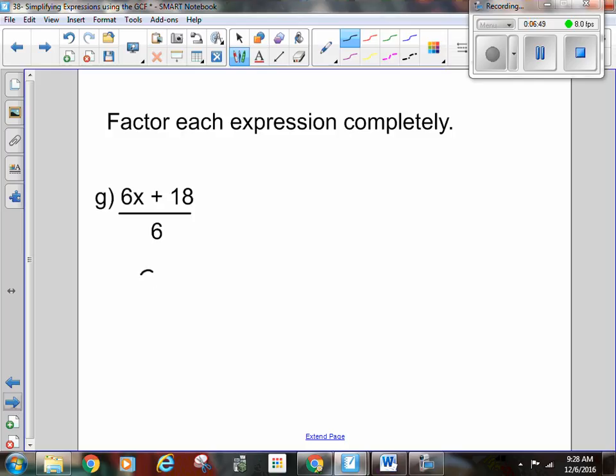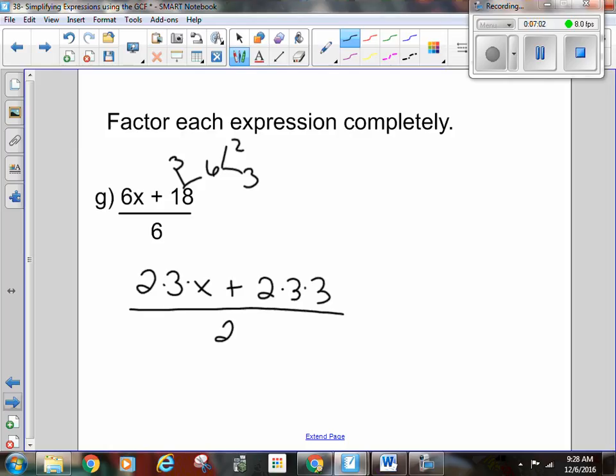6, we're going to break into 2 and 3, and we have an x. 18, we have 3 and 6, and 6 breaks into 2 and 3. So 2, 3, 3, and then it's 2 and a 3. Now we need to be able to take it out of all 3 terms. So the 2 comes out, the 3 will cancel out, oops. So what am I left with? X plus 3.